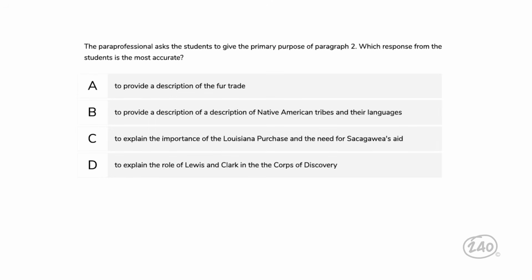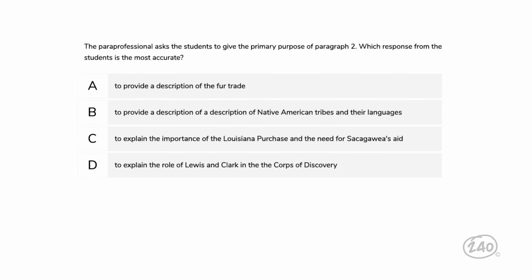What about those teaching to read questions? What did those look like? Oh look, same reading. The paraprofessional asks the students to give the primary purpose of paragraph 2. Which response from the students is the most accurate?